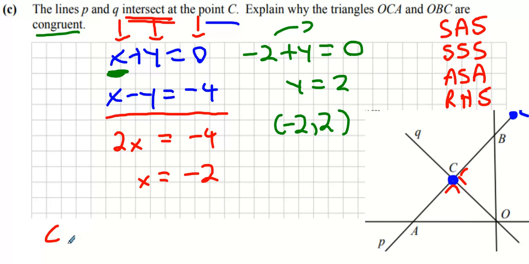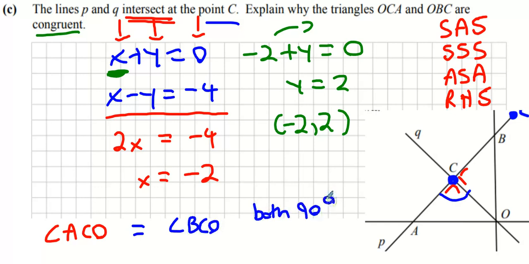See that? Now here's what we're going to say. Angle ACO. Which one's the angle ACO? You go from A to C to O. It's that one there. It's the same as what? Angle BCY. Both 90 degrees. Cool. That is what we call R.